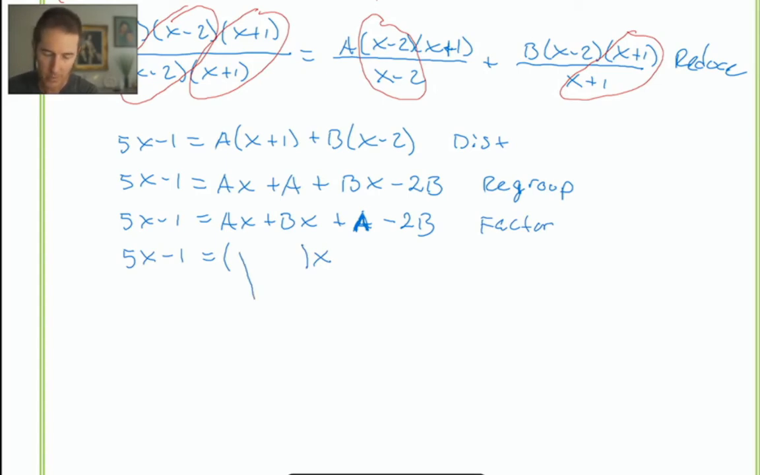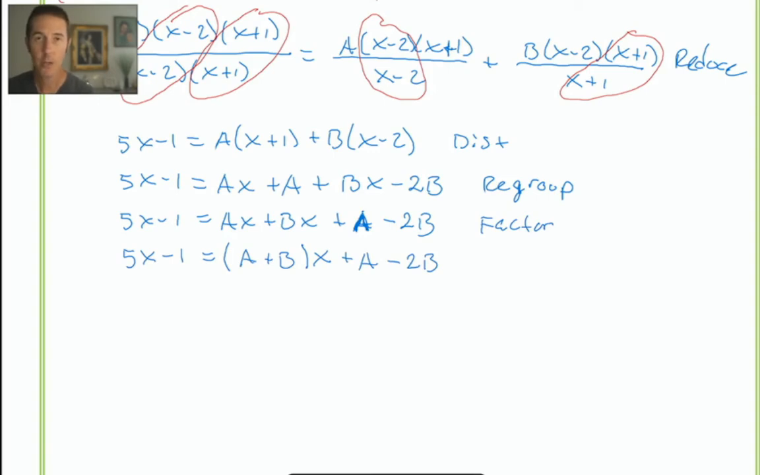Because imagine that this said 3 and this said 5. If it was 3x plus 5x and you combined like terms, what would you get? You should have said 8x. How did you get that? You took the 3 and the 5 and you added them together. So the A and the B added together tell me how many x's I have. So I'm going to add the A and the B together, and that tells me how many x's I have. We do still have plus the A, which is a constant value, minus the 2B, which is a constant value.